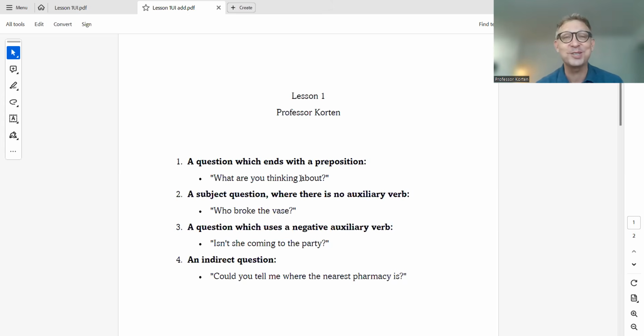So you can ask a question and state your opinion at the same time based on the tone of voice, how you are emphasizing certain words in the question. For those who don't remember, this is a preposition, about, and there are a lot of prepositions in English: in, on, for, about, with, at, many. And we'll move on to the next one, a subject question where there is no auxiliary verb.